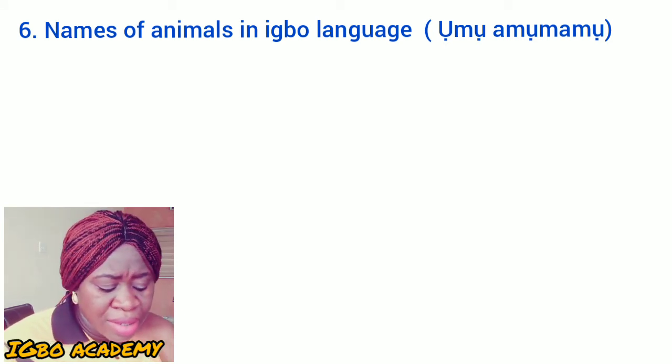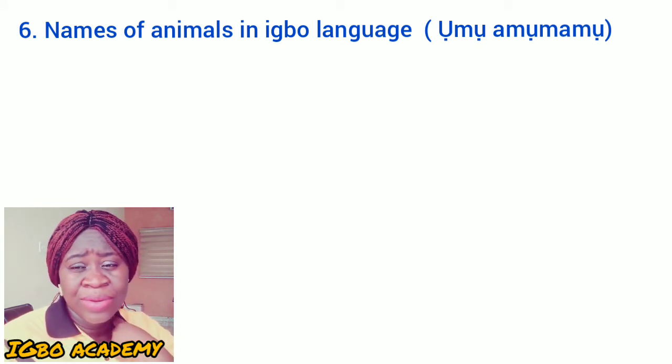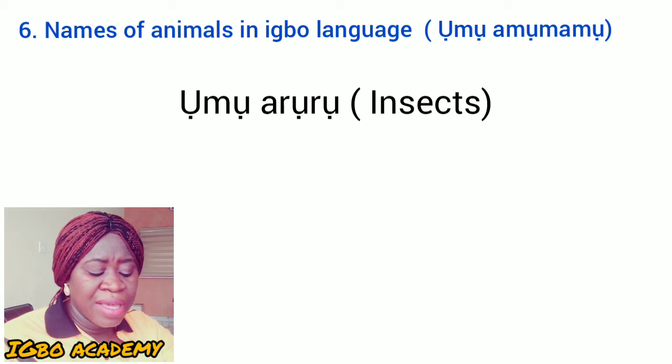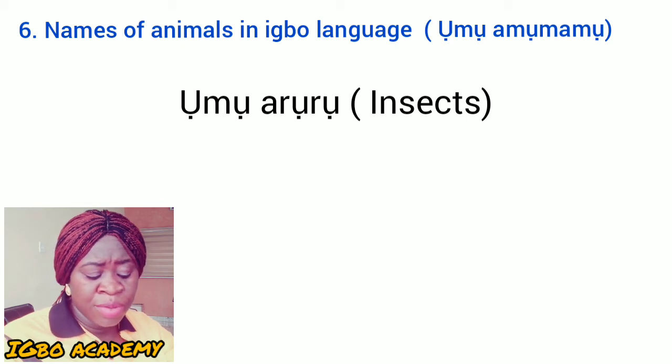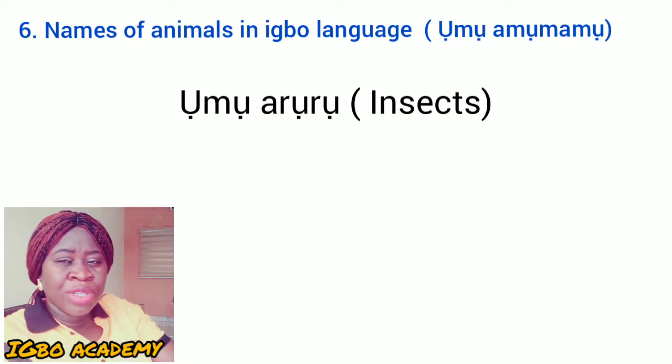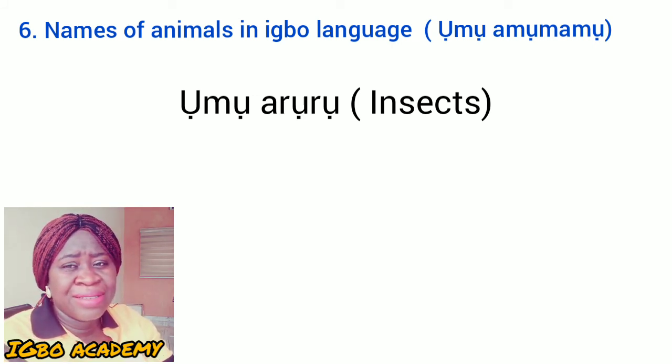So now next, we go over to the insects in Igbo language. An insect is called ụmụ arụrụ. Some people call it ụmụ ahụhụ. Some people call it arụrụ. So it is whichever your tongue, your dialect, is.